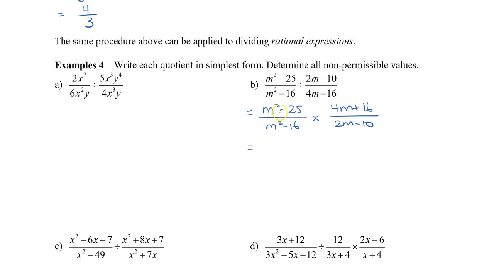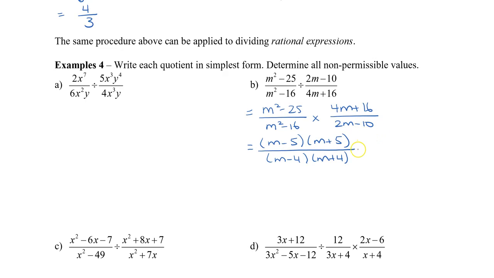I can factor this first term. It's actually a difference of squares. So this becomes m minus 5 and m plus 5. In the denominator, I have m minus 4 and m plus 4.